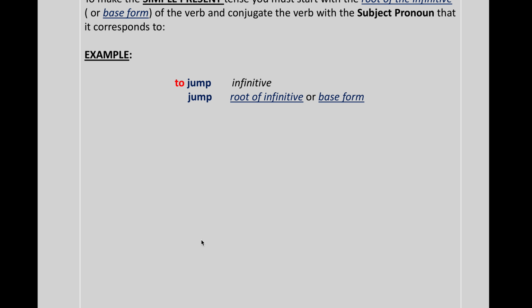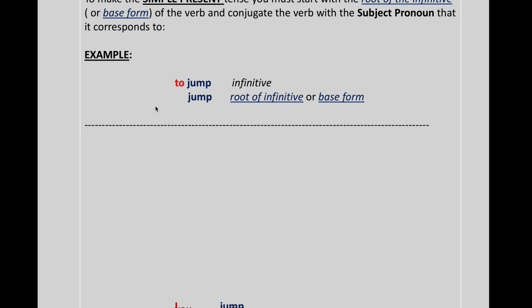So normally speaking, the infinitive is made up of two words, to plus the base form or the root. When you take away to, you're left with the base form or the root. That is not the present tense by itself.